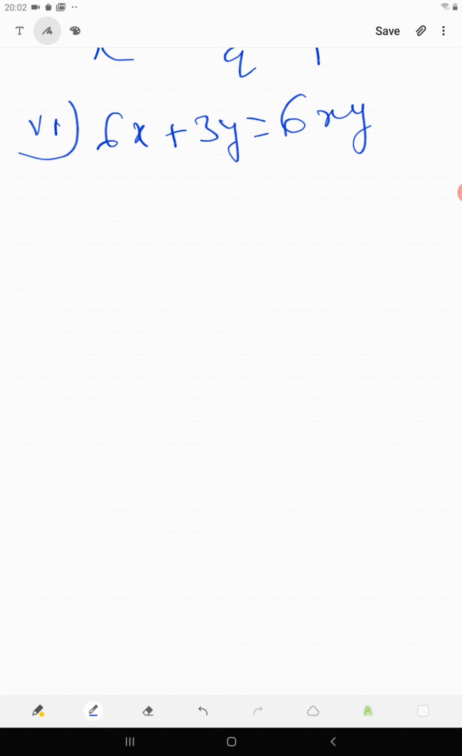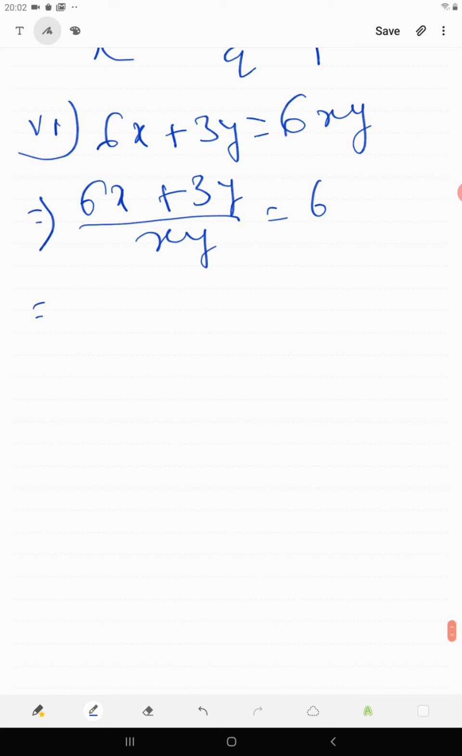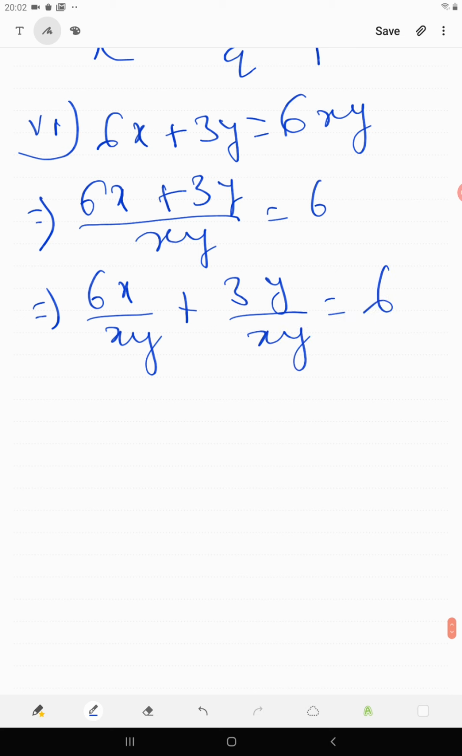So what I'll do is, I'll bring xy to the left. What will happen? It is multiplied on the right. It will convert to (6x plus 3y) divided by xy equals 6. You can bring 6 also, there is no harm in it, but let it be on that side only. So of course again I can write it as 6x by xy plus 3y by xy equals 6.